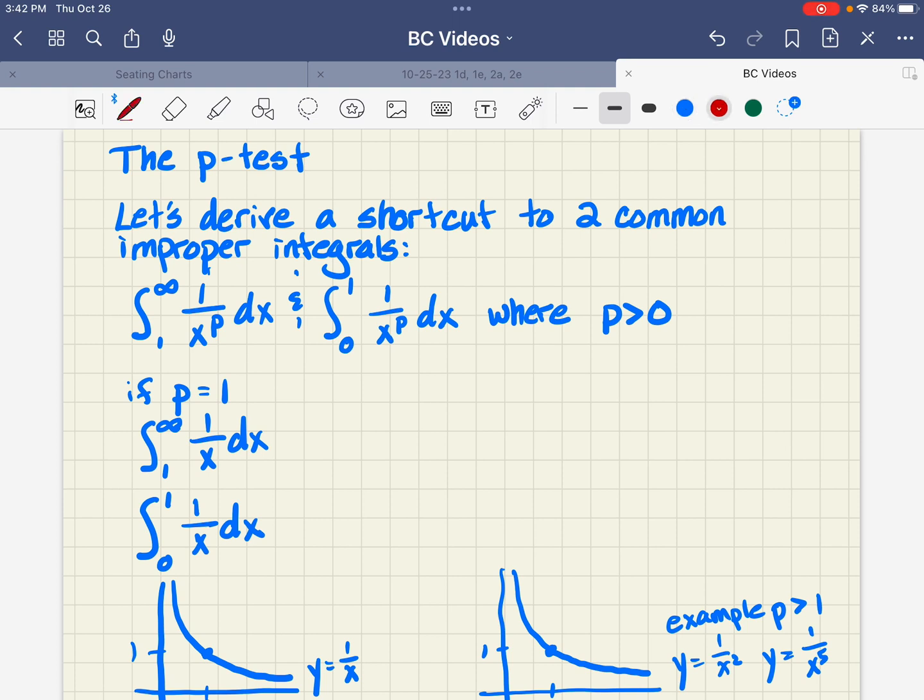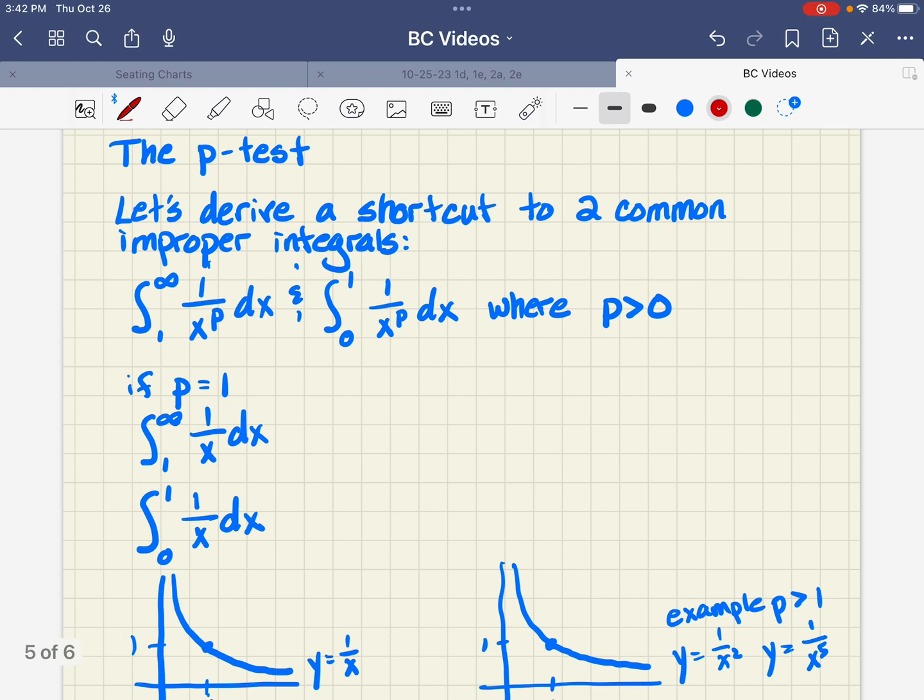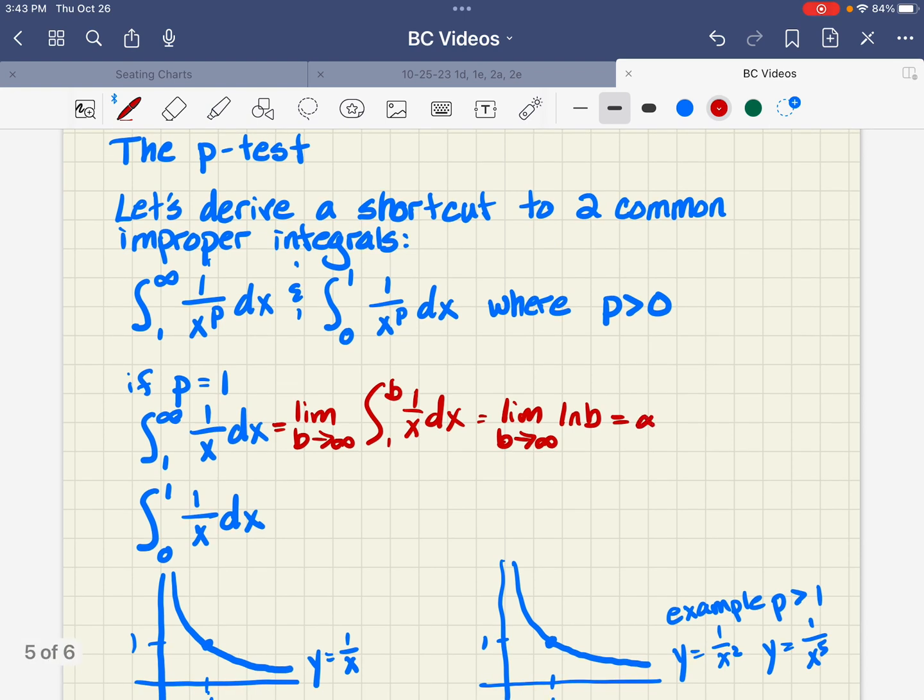The first one is if p is 1. So if p is 1, you just have the integral from 1 to infinity of 1 over x, which we learned in the last video. We should start by rewriting. Limit as b heads to infinity, integral from 1 to b of 1 over x dx. And that equals limit as b heads to infinity. Antiderivative is natural log of x, and we're evaluating it from 1 to b, so we'd have natural log of b minus natural log of 1, which is 0. So I'm going to be lazy and not write it. And natural log of b goes to infinity as b goes to infinity. So this one diverges.